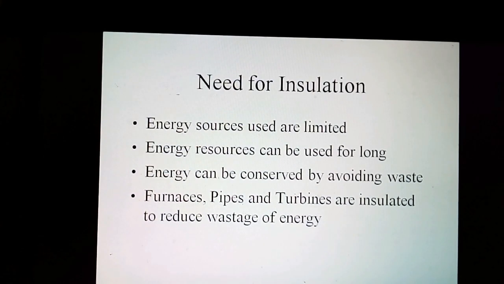The energy sources used are limited in magnitude and those will be exhausted by the end of the 21st century even if the present rate of demand is continued. These energy resources can be used for longer time if proper conservation methods are used and available resources are properly managed. In general, energy can be conserved by avoiding the waste. Therefore, to reduce the wastage of energy in form of heat, furnaces, and pipes carrying fluids at elevated temperature and turbines are insulated.